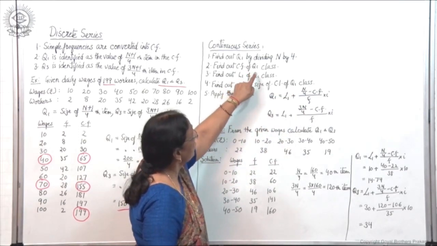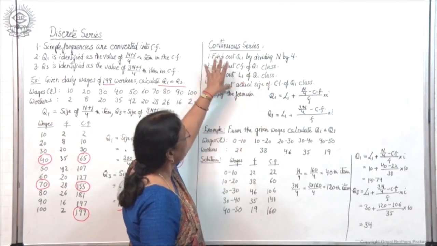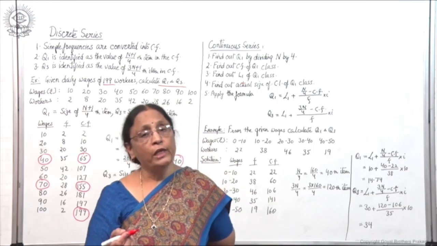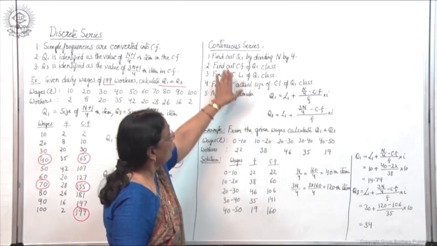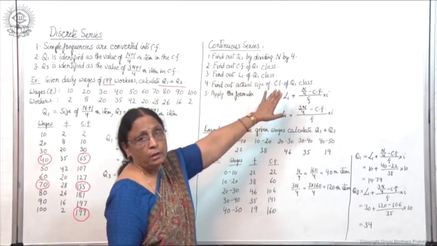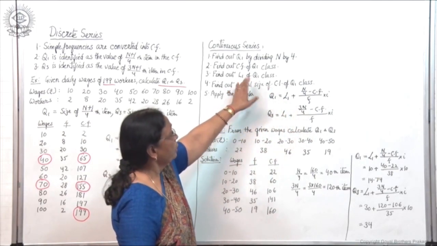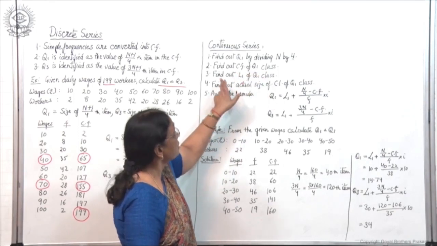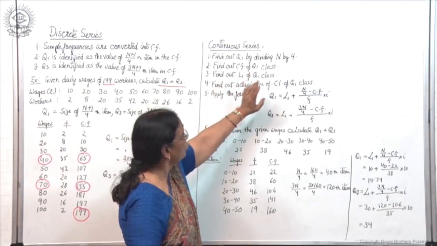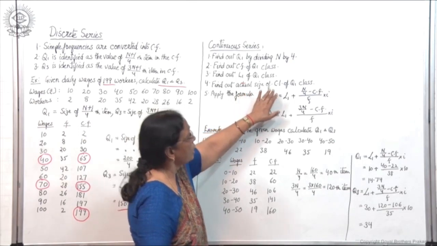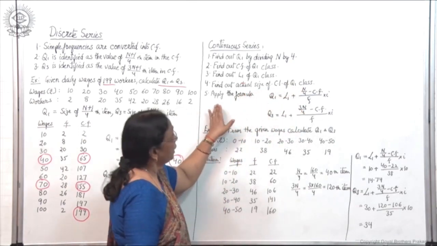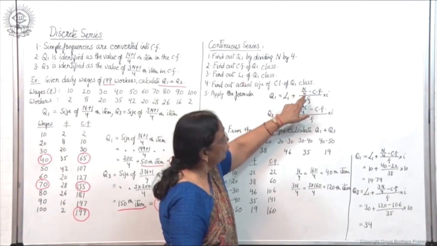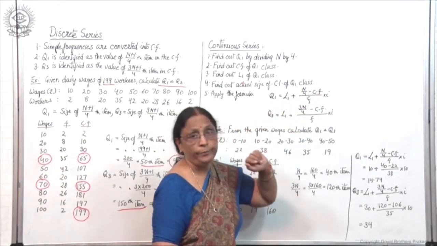Now in this case I have written down Q1 only because we are visualizing that we are calculating Q1. When you are calculating Q3, then also you follow the same steps. So Q1 or Q3, whatever is there, find out CF of Q1 or Q3 class, find out L1 of Q1 and Q3 class, find out actual size of class interval of Q1 and Q3 class, and apply the formula. For Q1 it is L1 plus n upon 4 minus CF upon f into I.